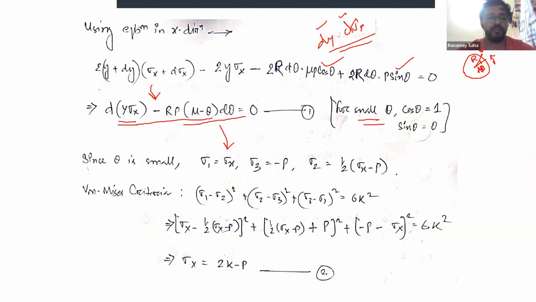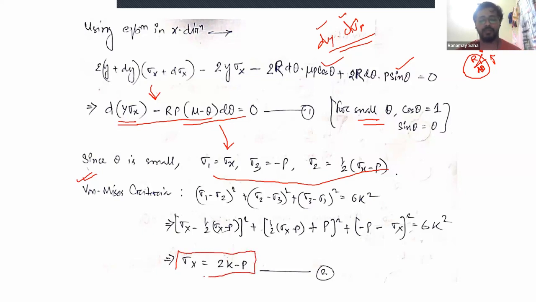Now, from forming, you know about the von Mises criterion, which we use to determine a relation between the various stress components, right? So just plug in these particular values in the von Mises criterion equation, where K is a strength coefficient. You plug in the values and find a relation between your sigma x, K and your normal composite force p, right? That comes out to be sigma x equal to 2K minus p.